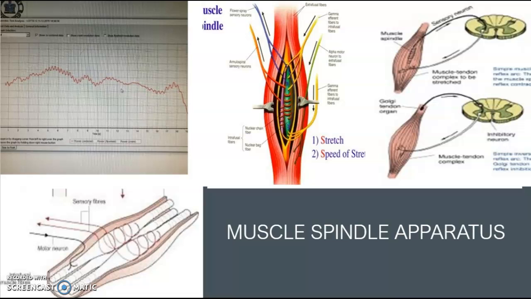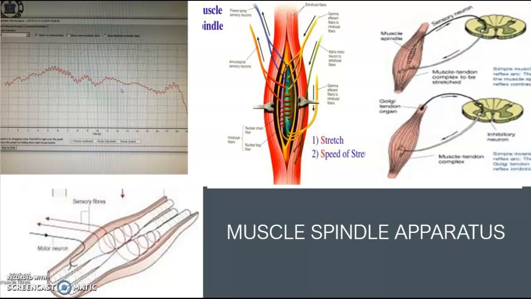Intrafusal muscle fibers are the skeletal muscle fibers that serve as specialized sensory organs, proprioceptors that detect the amount and rate of change in length of muscle. They are innervated by both sensory and motor fibers.